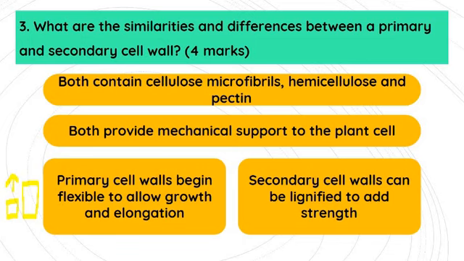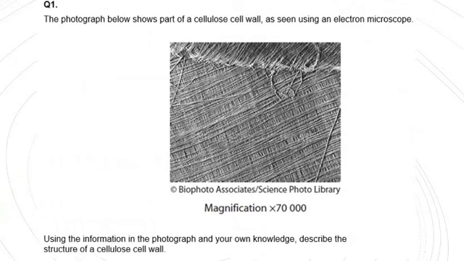Score yourself up, and then we want to really test ourselves with these past exam paper questions. So take your time, we'll look through each one. Here we have a picture showing part of a cellulose cell wall through an electron microscope. Using the information in the photograph and your own knowledge, what you need to do is describe the structure of a cellulose cell wall. Let's say this is a 3-mark question. Think of what you can remember about the structure of this cellulose cell wall.